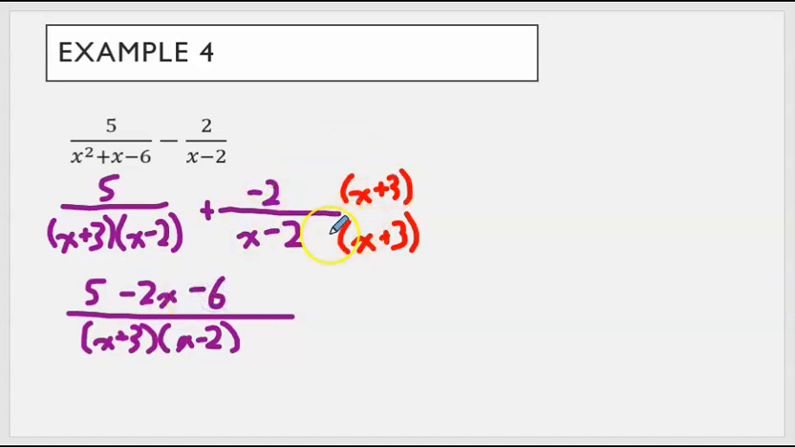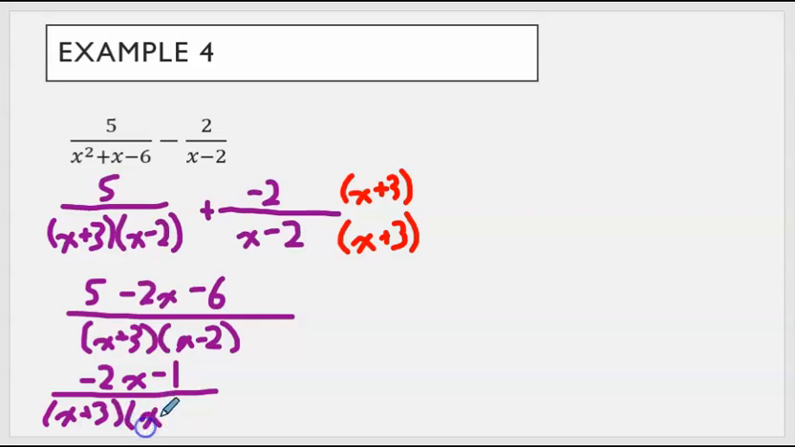So after the distributing, we'll look for any other like terms. You should have done all the multiplying at this point, but if there's anything else that you still see that needs to be multiplied, go ahead and do that as well. So now I'm just going to do any of the adding and subtracting. So the 5 and the minus 6 will end up equaling negative 1, but I like to write the x term first. So I'm going to do negative 2x minus 1 all over x plus 3 times x minus 2. I'm still not changing anything in the bottom.